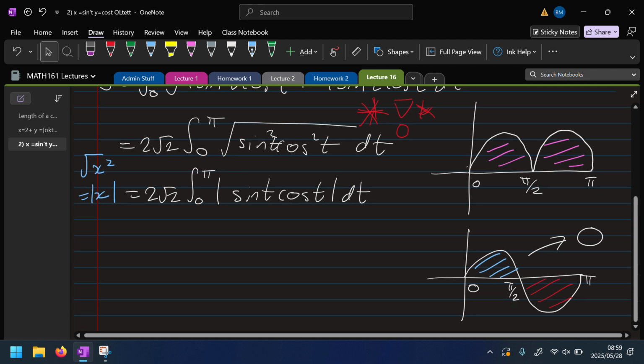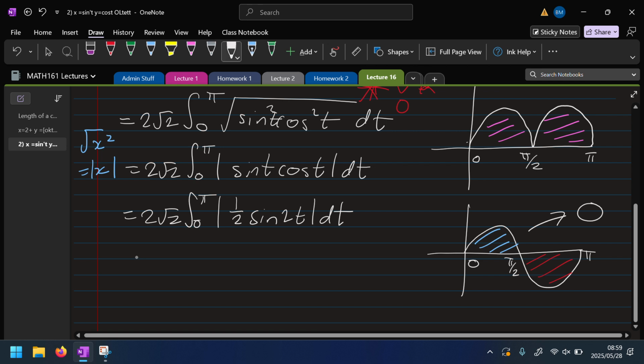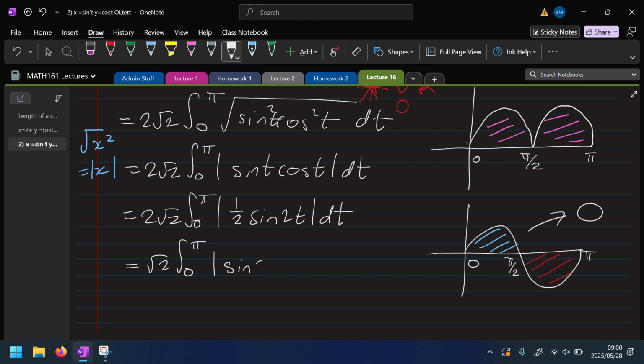Now, sine t cos t, writing it like this is a little bit difficult to work with, but remember your double angle. So sine of 2t is 2 sine t cos t. So we can write this as 2 root 2 integral from 0 to pi, absolute value of 1/2 sine 2t. A little bit easier to work with than having the sine and the cos. The half can come out, so we just get root 2 integral from 0 to pi, absolute value sine 2t dt. And this goes with the first picture over here.